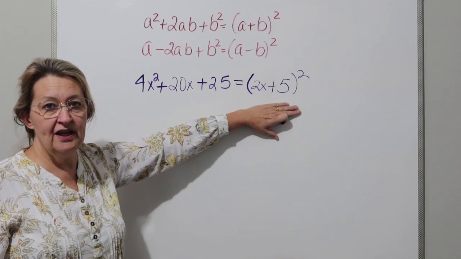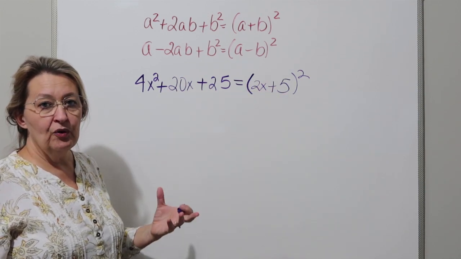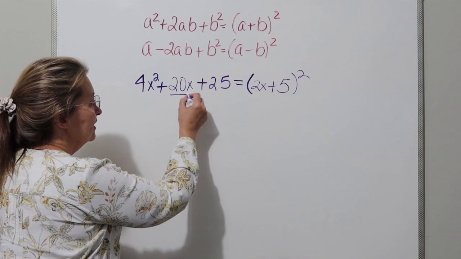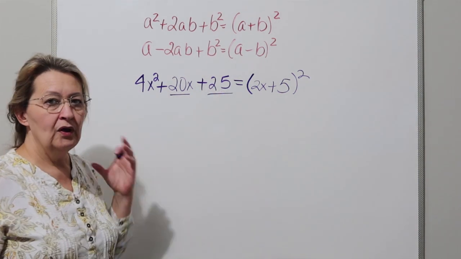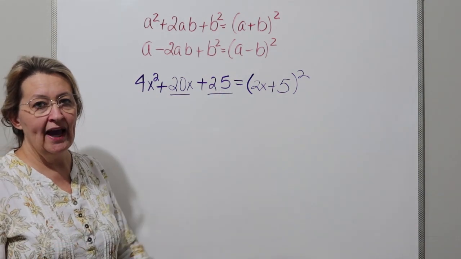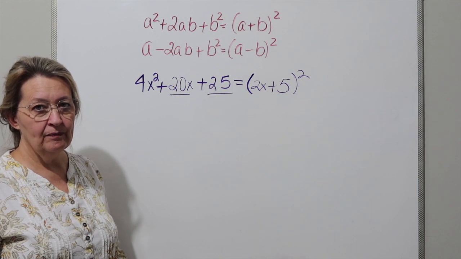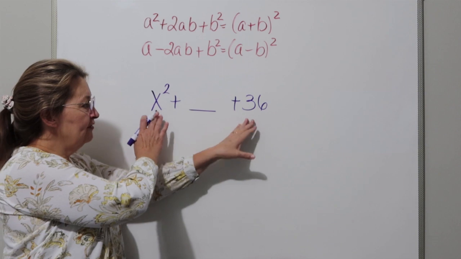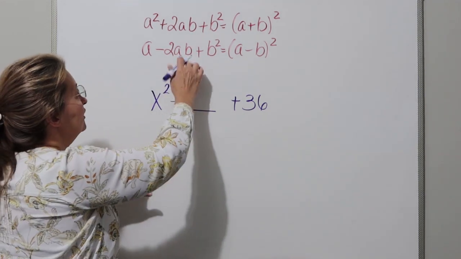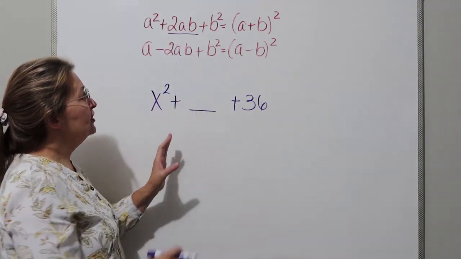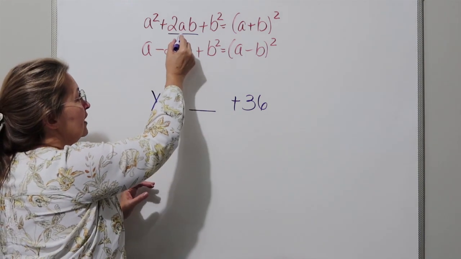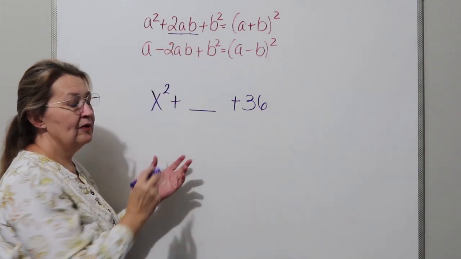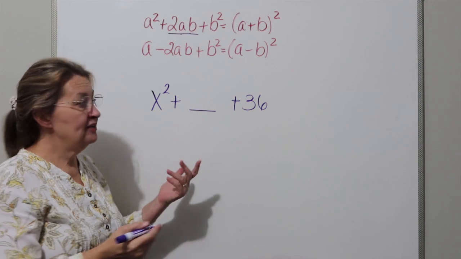It factors very easily. Now, when you try to create one, you'll either be missing this term or this one. Which one you're missing determines how you're going to complete that square. So let's take a look at this example. I'm missing the middle term. I have the first and third. According to our formula, our middle term has to be equal to 2 times the square root of the first times the square root of the last. So that makes it fairly simple.